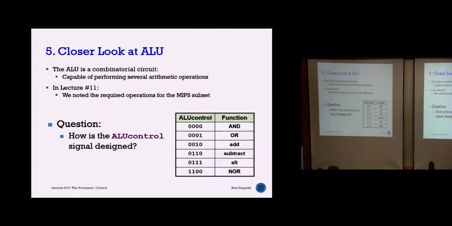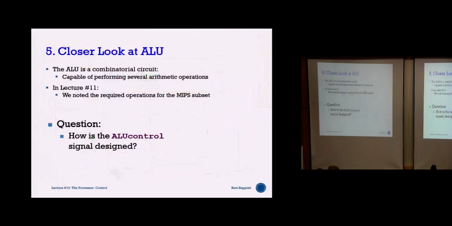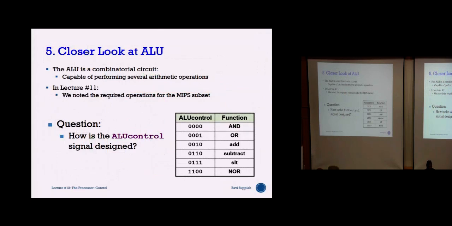So the ALU control, we say it is 4 bits. Where does this 4 bit come from? These are the 4 bits that we are going to connect to the ALU control, and this 4 bit is supposed to come from the control unit. Okay, so let's look at it. So this ALU control, the 4 bits, this is the mapping. Okay, so 0, 0, 0, 0 is AND and so on.